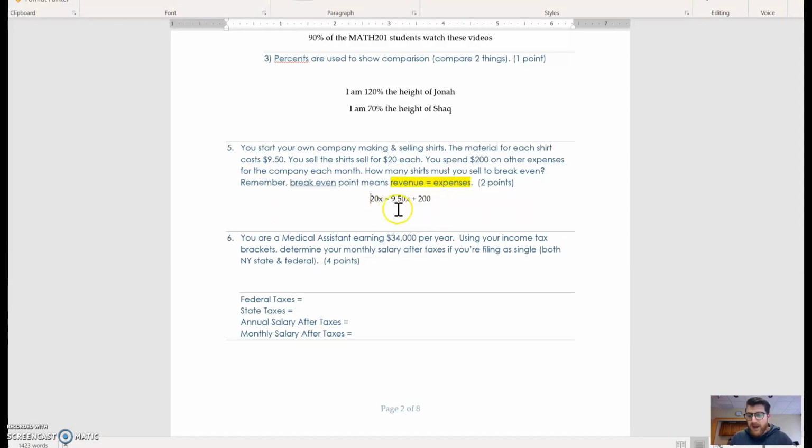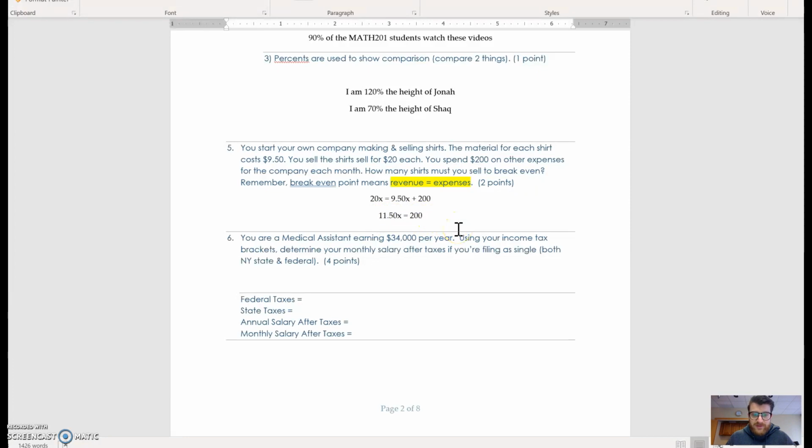Now we just have to solve for x. So what you need to do first is subtract 9.50x from both sides, because here you have x on both sides. You only want it to be on one. So if you subtract it and move it over to the left side, then you would have x on the left side and just a number, that 200, on the right. So you should get 10.5x equals 200. Now the last component is to divide both sides by 10.5 to get x alone.